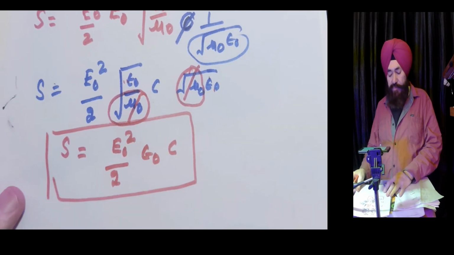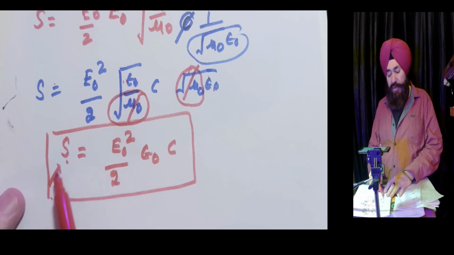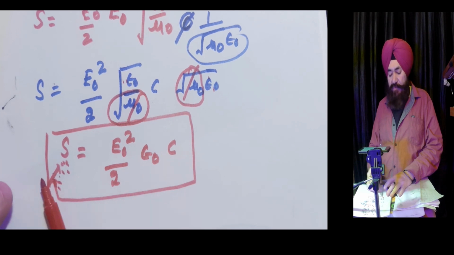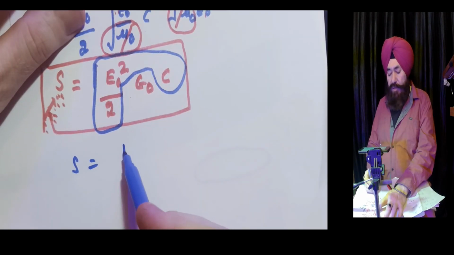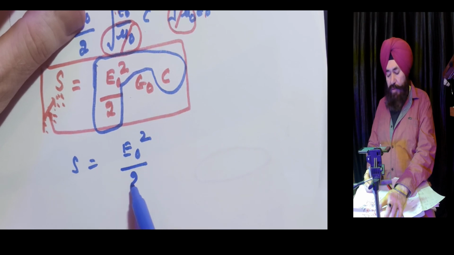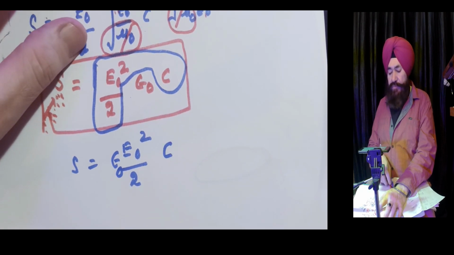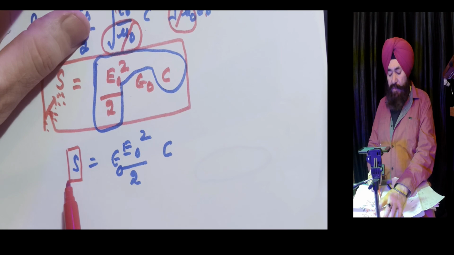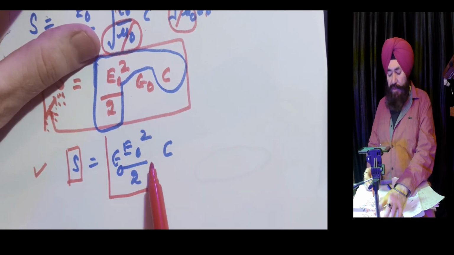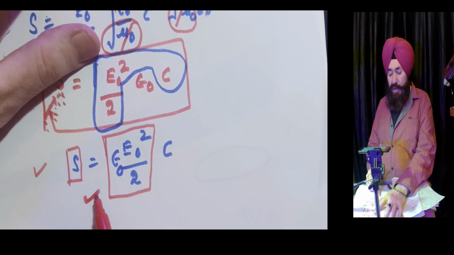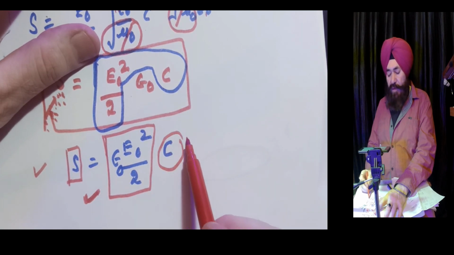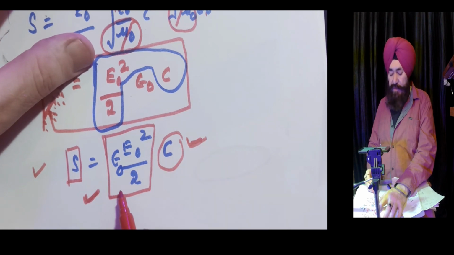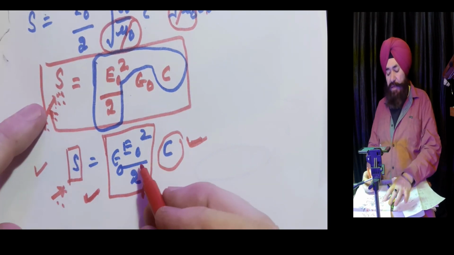This is again the Poynting vector in terms of energy per unit area per second. S equals to E naught square upon 2 epsilon naught into C. This is energy per unit area per second. This is energy density, energy per unit volume into velocity of the EM waves. Okay, energy per unit volume, energy per unit area per second, energy density.